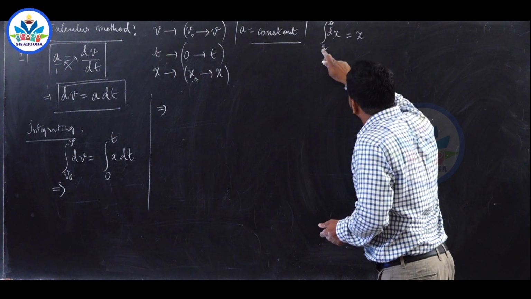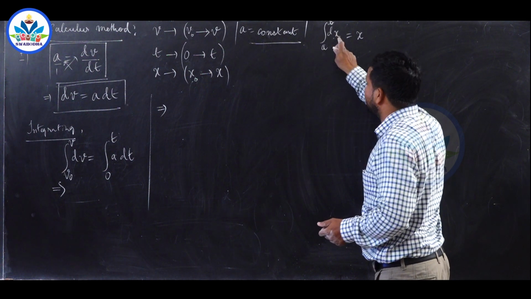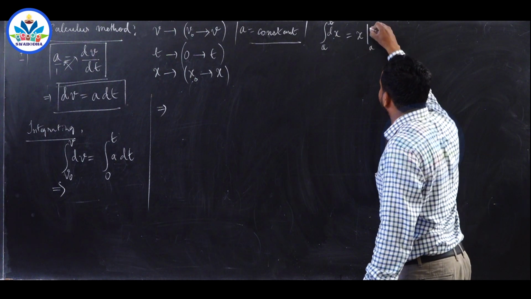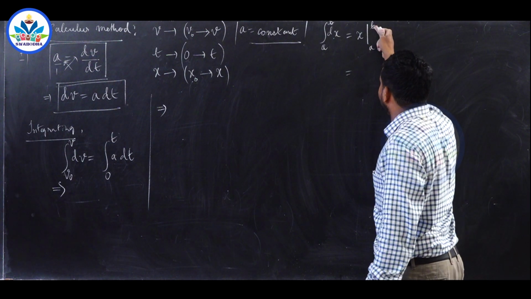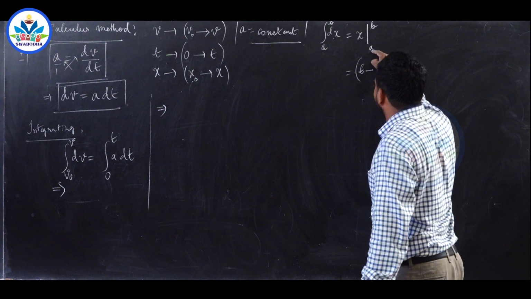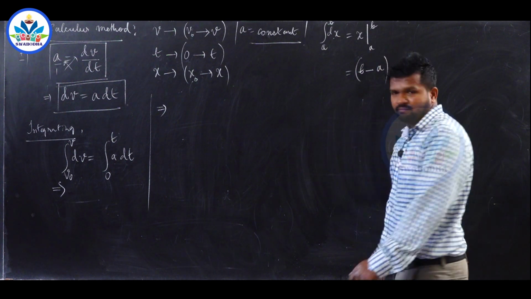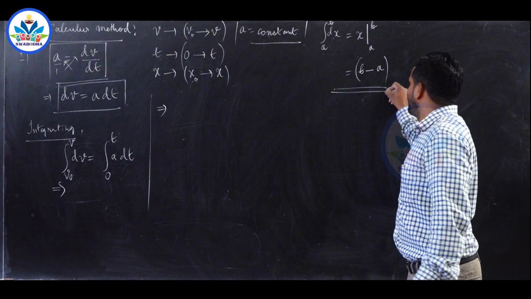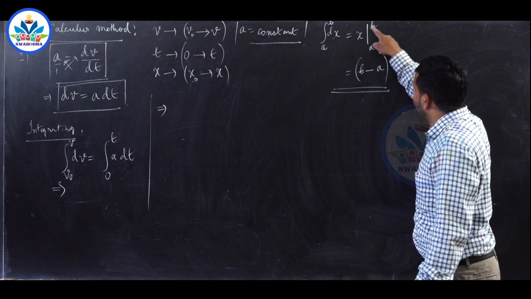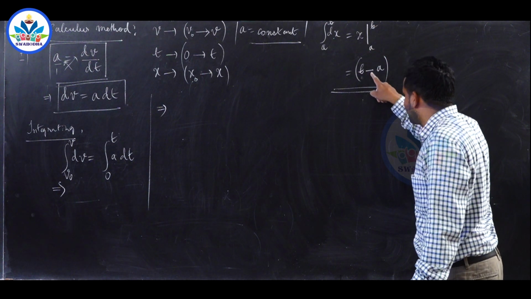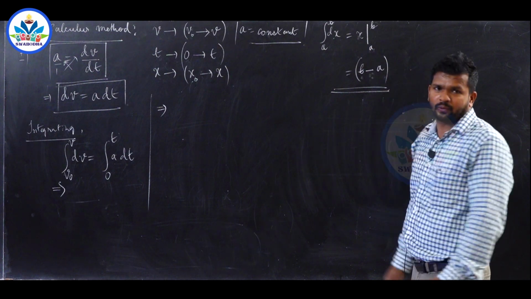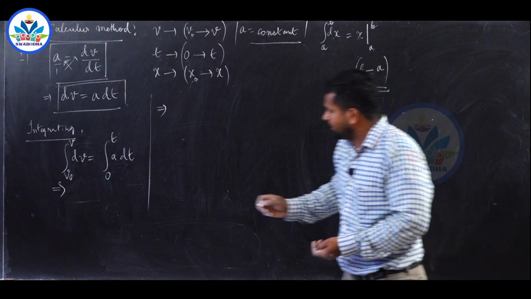Integration of dx between the limits a to b: integration of dx is x, evaluated over the limits a to b. You give the upper limit first, x equal to b, minus the lower limit, x equal to a. That is how we are going to do it. So this is how it ends.